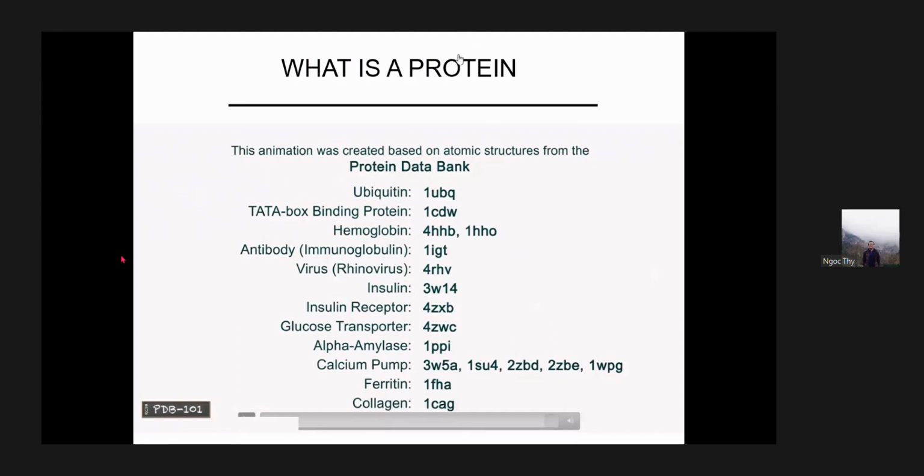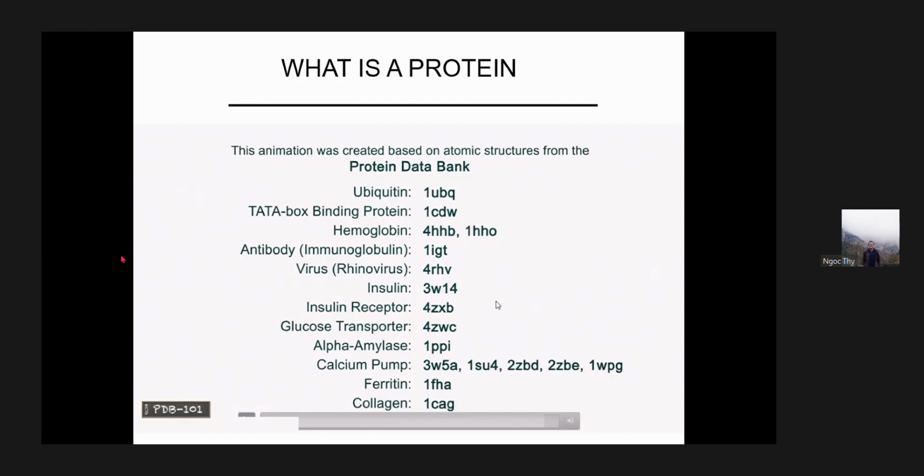So this is a very interesting data bank. Beside the genome data bank is the protein data bank. If you go into the protein data bank and type the four-character code here, it will lead you to the 3D structure of the protein. For example, I type 3W14 in the third panel of the protein data bank. It will provide me the 3D structure of insulin.